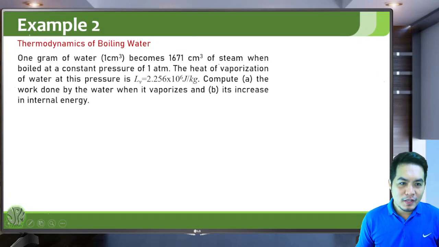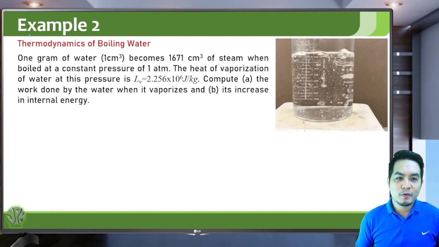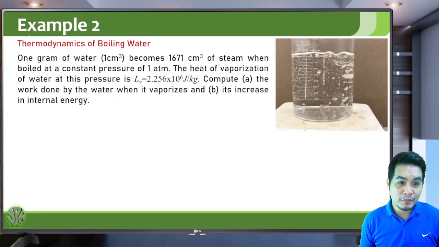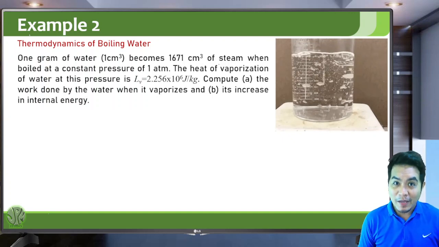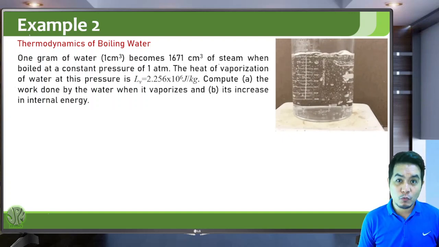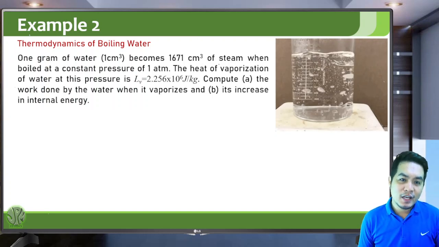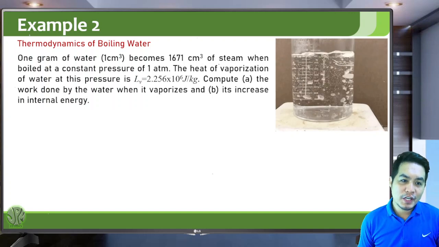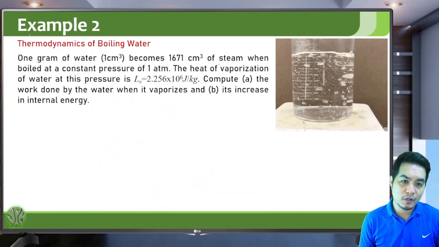So another example is the thermodynamics of boiling water. Okay, so you have 1 gram of water. By the density of water, 1 gram per cubic centimeter, its volume is 1 cubic centimeter, which is 1 milliliter. So 1 ml of water becomes 1,671 ml or cubic centimeters of steam when boiled at a constant pressure of 1 atm. So the heat of vaporization of water at this pressure, so this is actually a constant, the latent heat of vaporization of water.